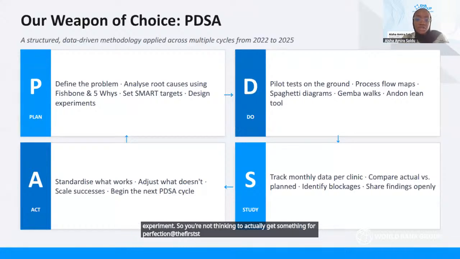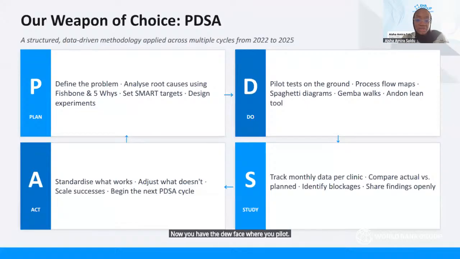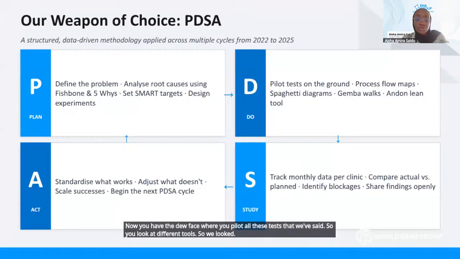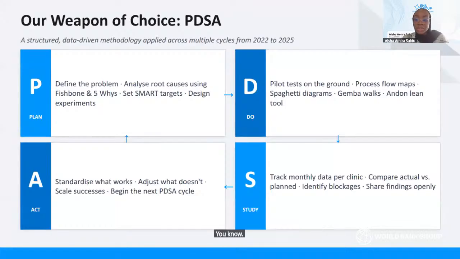Now you have the do phase where you pilot all these tests that we've set. So you look at different tools. So we looked at different tools to also use to pilot the test experiments that we've set for ourselves. Then the study phase, we put in a period of how long we want to test it.